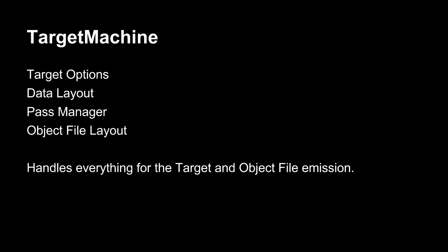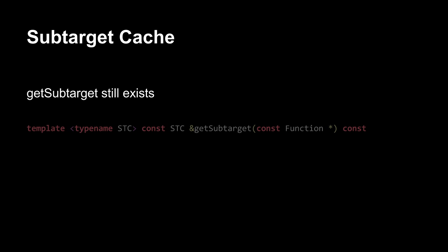So you notice the subtarget wasn't in this list back here, right? So I added a subtarget cache. Basically, we need some way to look up the subtarget based on our CPU, based on our feature string, based on all of these things. What are we going to do? Well, getSubtarget still exists. You can still get the subtarget when you need it, except it's a little different.